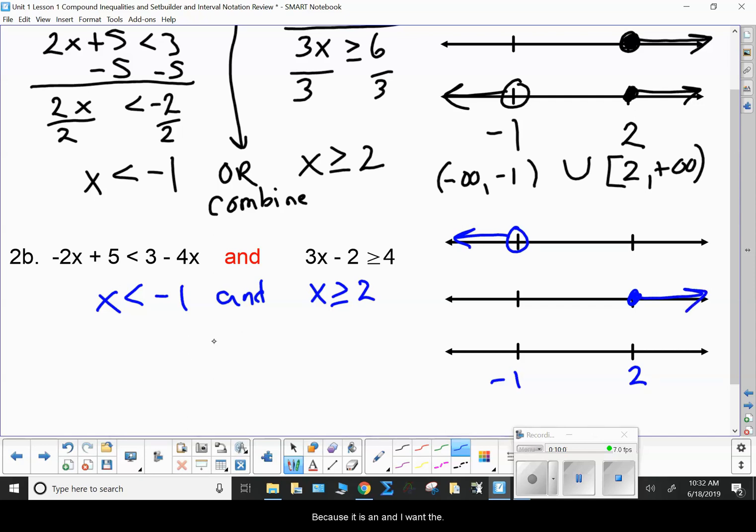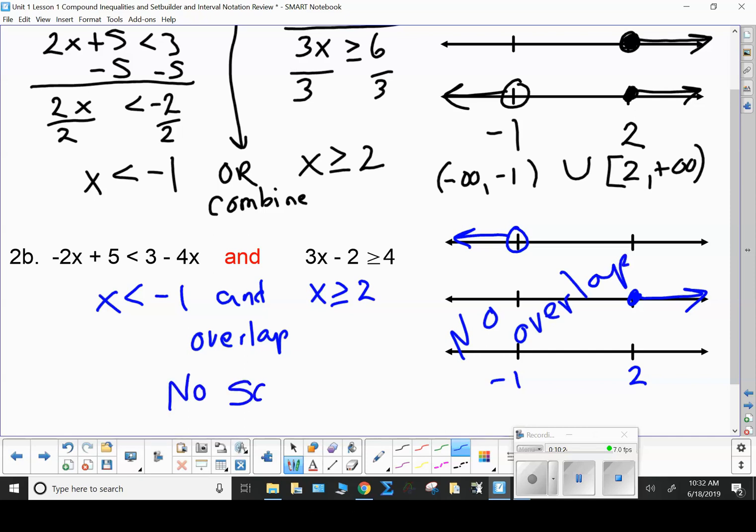Because it's an and, I want the overlap. There's no overlap. There is no overlap. So if this is an and, there is no solution. There's no value of x such that both inequalities will be satisfied. Notice, if you leave out the word and or or, there's a huge difference. If it's or, I have an infinite number of possible solutions. If it's an and, I got nothing. Make sure you keep the word in your final answer.